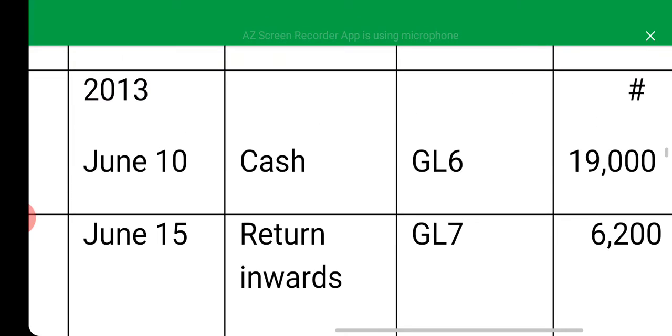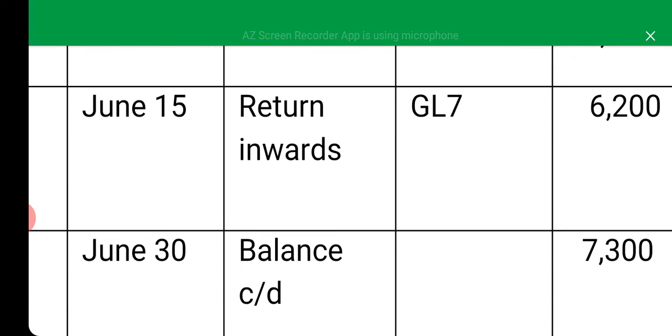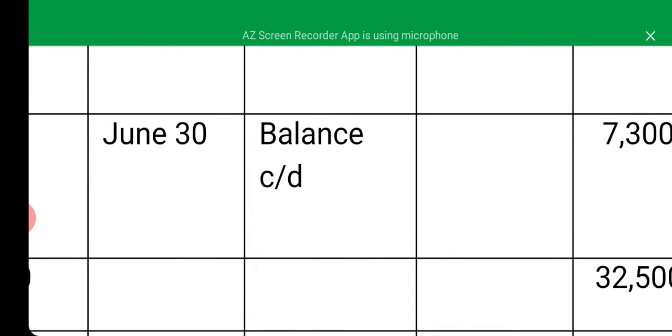Let's look at the payment side. On June 10, 2013, cash of 19,000 naira was paid, and the information was from General Ledger page 6. On June 15, returns inwards of 6,200 from General Ledger page 7. We are going to explain the meaning of all this immediately after this table. On June 30, balance carried down.